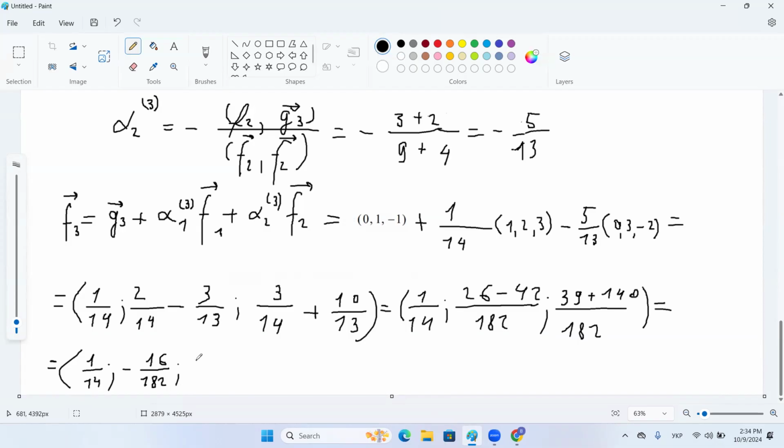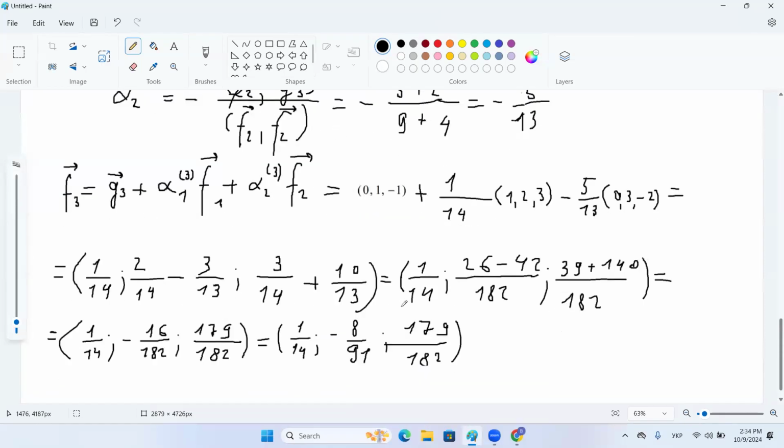And 179 divided by 182. Well, this can be shortened. Let's do it. So minus 8 divided by 91. And this cannot be shortened, so it will remain like this. Maybe I hurried a little bit.